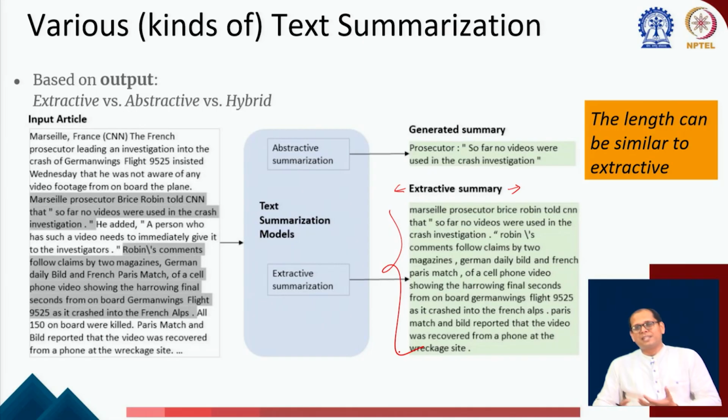Or you can summarize the way humans do, where you understand the important information and rephrase it as needed in your own terms, so that it becomes more readable, and that is what is called abstractive summary. Now the length may be the same. In this example you are seeing that the length for abstractive is smaller than extractive, but length is not the issue. You can have extractive and abstractive of the same length, but you will have more concise information in a summary than you had in the original document.